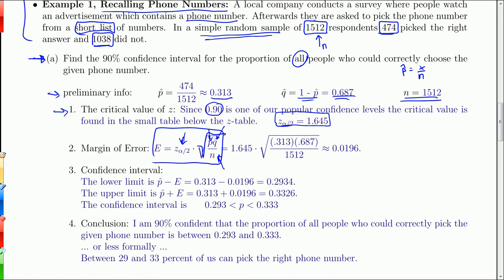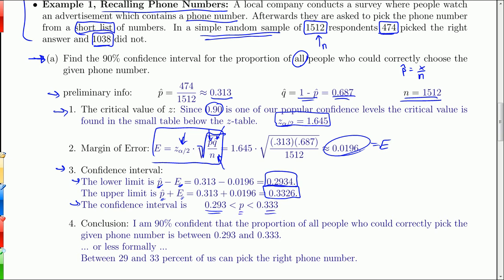Okay, great. So the confidence interval, the lower bound, or the lower limit, we take the sample proportion, p hat, subtract the margin of error, right? And we get 0.2934. The upper limit, we take p hat, the sample proportion, and add the margin of error, 0.3326. So our confidence interval, there's our lower limit, there's our upper limit.